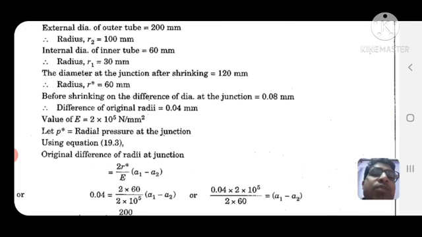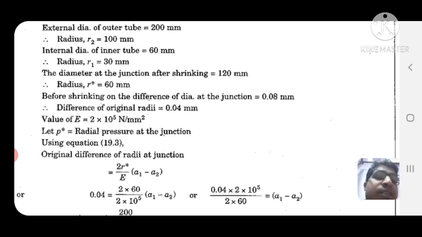Internal diameter of the outer tube is 60 millimeter, radius equal to 30 millimeter. The diameter at the junction after shrinking is 120 millimeter, radius equal to 60 millimeter.